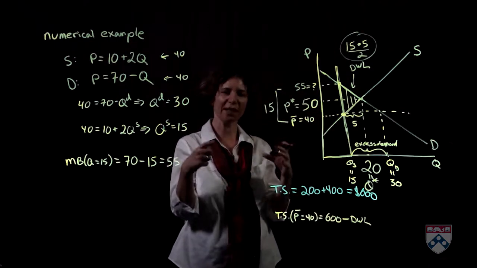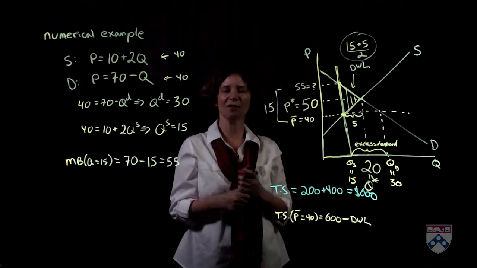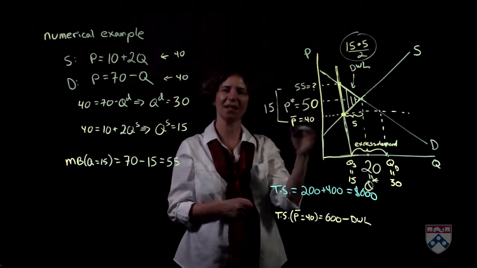It's the shrinking of the total surplus by the amount of the deadweight loss due to the fact that the government stepped in and set a price ceiling.